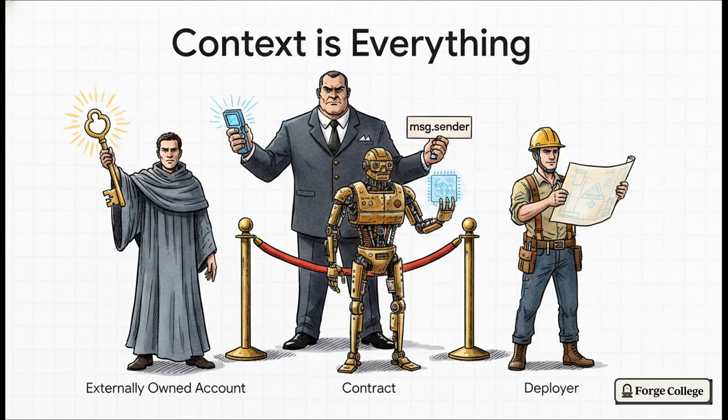Oh, and as a quick aside, always use msg.sender for access control rather than another variable called tx.origin. tx.origin can easily be spoofed by malicious middleman contracts, so just stick to the bouncer.